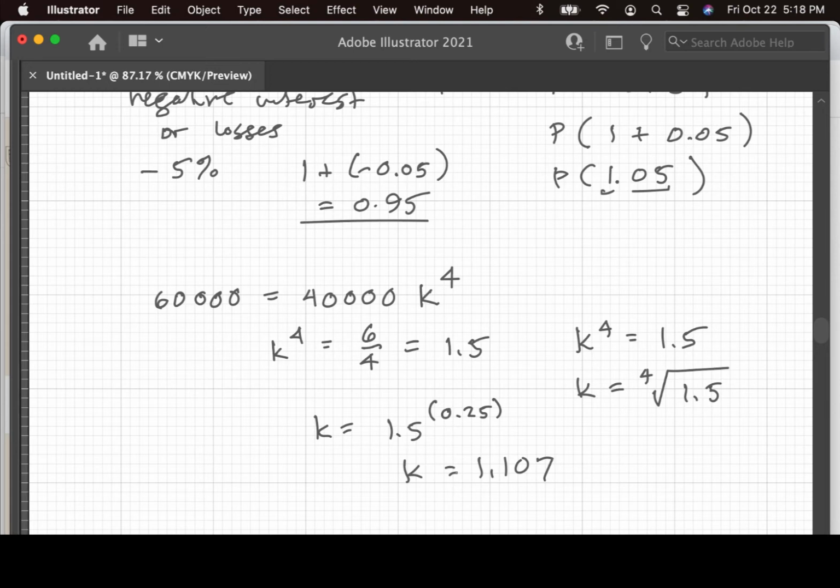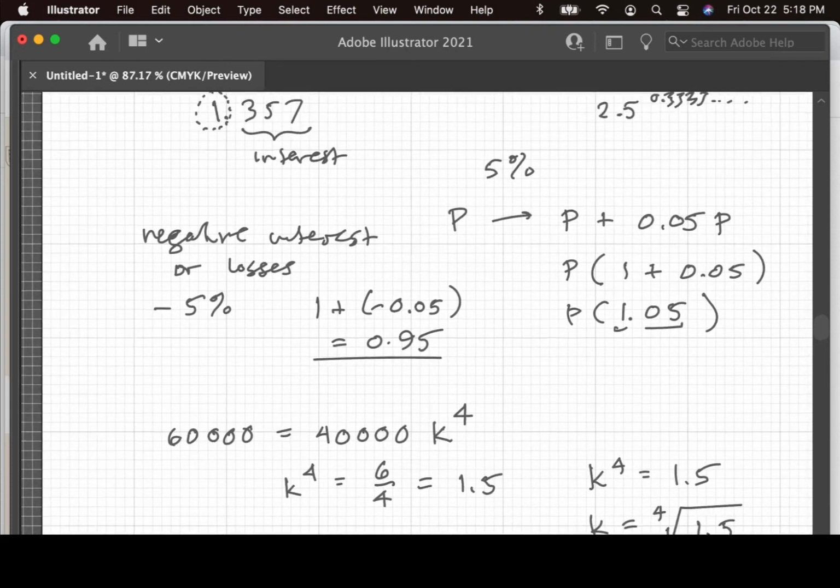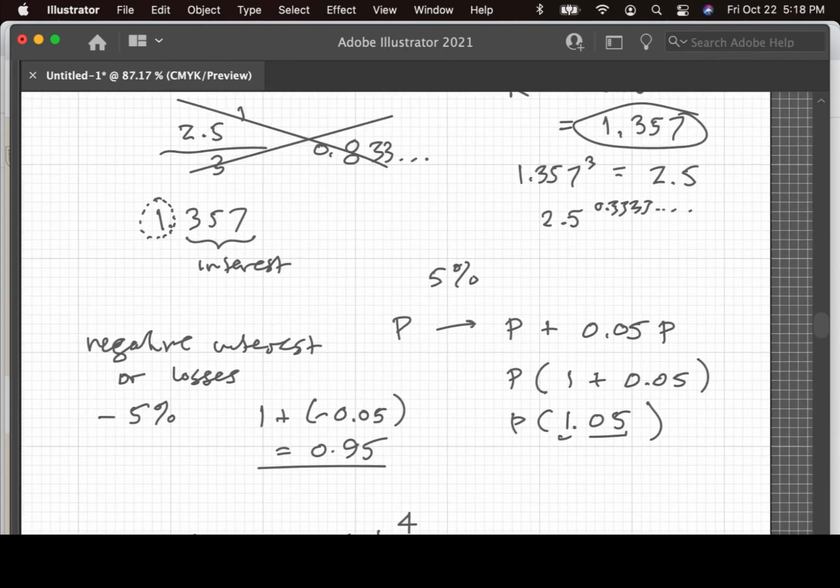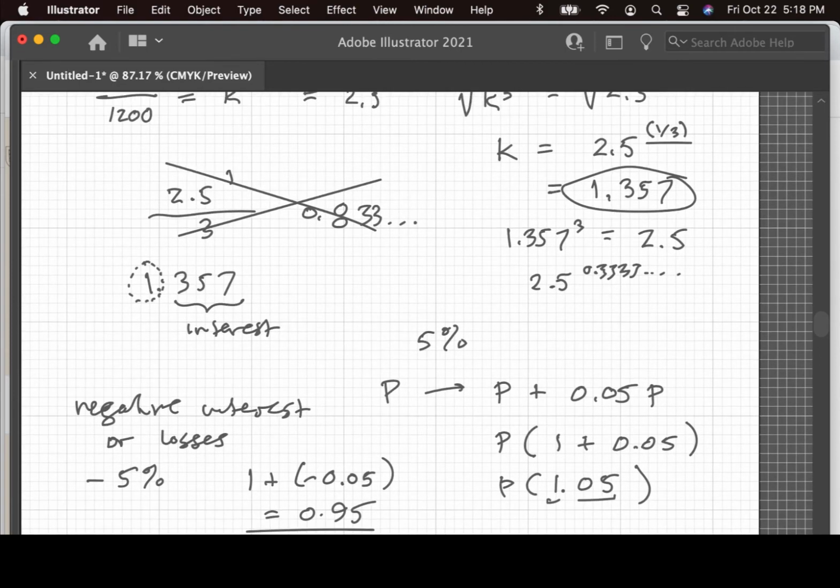So that means we're roughly talking about an 11% return here. By the way, I should have finished this problem. If we were getting 0.357 or 35.7%, that means that the real answer would be 36%, would be our equivalent steady annual growth rate.